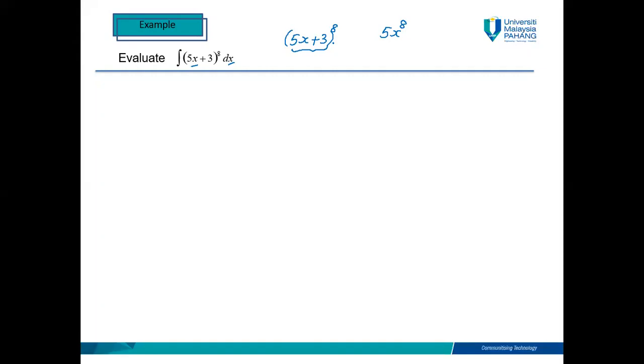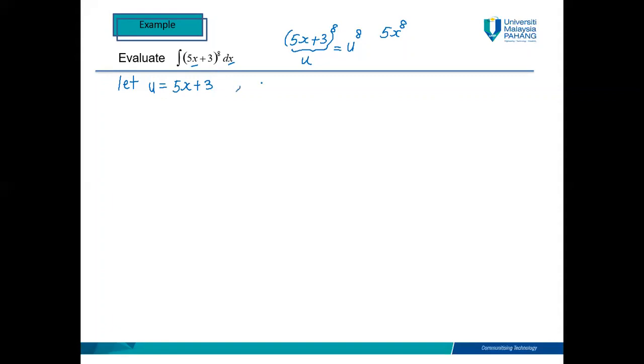So macam mana? So macam tadi, saya kata the first procedure is you have to let u. So let u dengan apa? Let u dengan 5x plus 3. Okay, kuasa 8 ni biarkan. Sebab apa? Nanti dia akan jadi, everything ni adalah u. So dia akan jadi u power of 8. So easy for you to integrate, right?